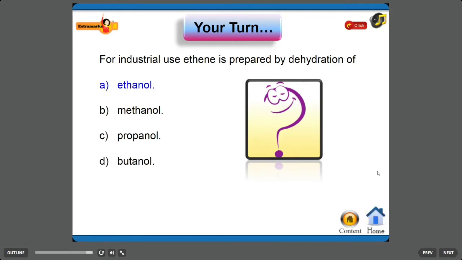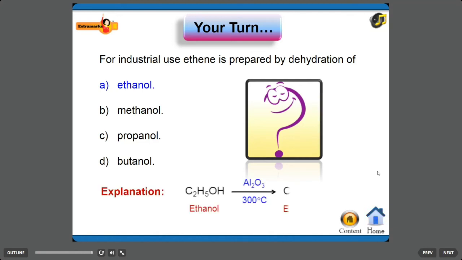The correct answer is option A. Here is the explanation. Ethene can be prepared by passing ethanol vapors through a tube containing alumina at 300 degrees Celsius.